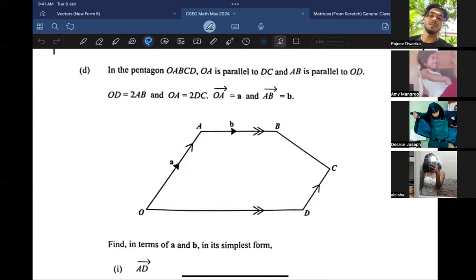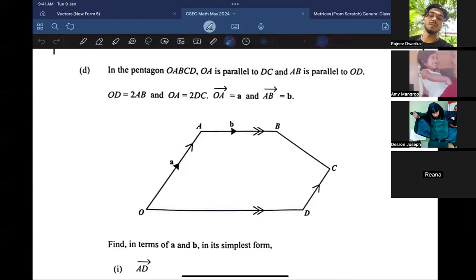What is that dash over OA? Yeah, that's what it means. You're going from O to A. So the vector O to A is equal to a, and A to B is equal to b.